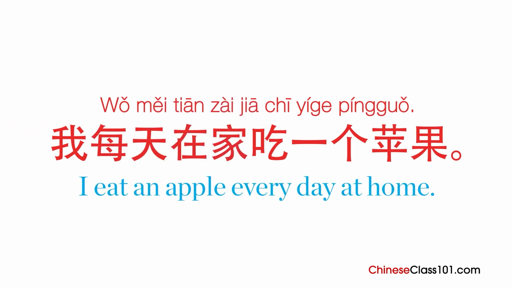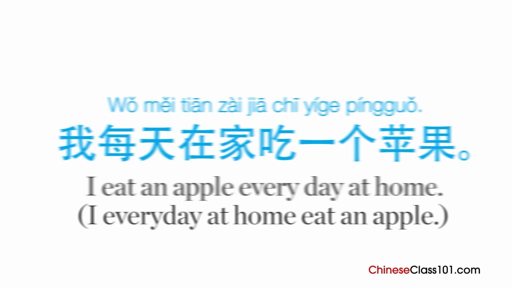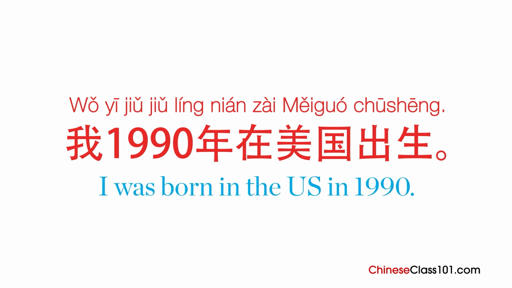For example, I eat an apple every day at home. In Chinese, that's 我每天在家吃一个苹果. 在家 means at home. So it's I every day at home eat an apple. 我每天在家吃一个苹果. Let's try another one. I was born in the US in 1990. Remember, subject, time, place, and then verb. 我1990年在美国出生.